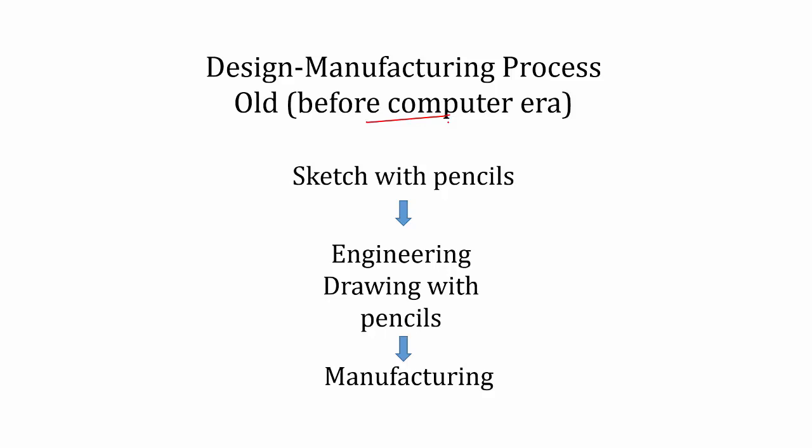So first one is sketch with pencils. Because there were no computers at that time, they used pencils to draw the sketches. Then once the sketches are complete, the engineering drawing is performed. Engineering drawing, in the sense, has all the dimensions and all the complete tolerance data about the part. Then finally that engineering drawing is given to the manufacturer.